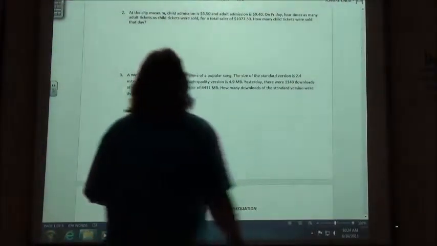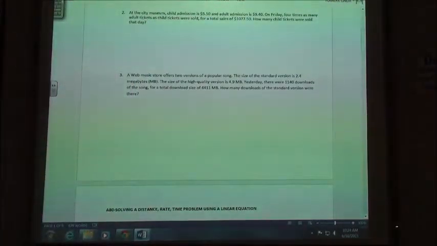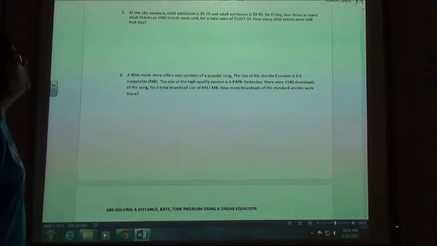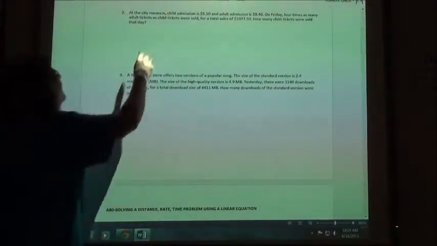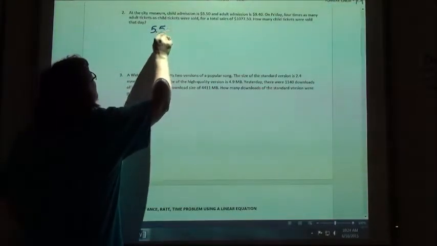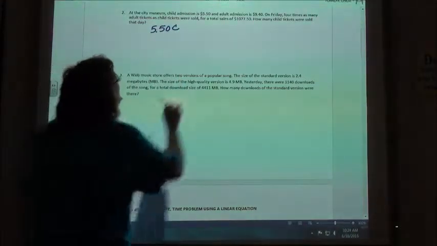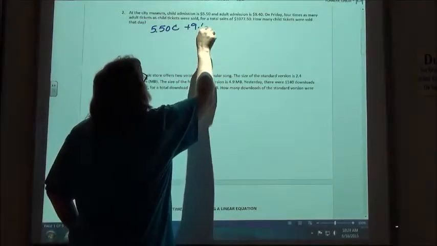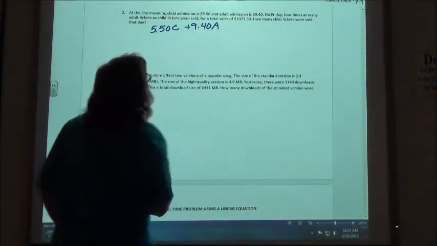The second one here says, at the City Museum, a child admission is $5.50 and adult admission is $9.40. On Friday, 4 times as many adult tickets as child tickets were sold for a total of $1,077.50. Well, this one we have to do by substitution. So on this one, $5.50 for each child ticket and $9.40 for each adult ticket.